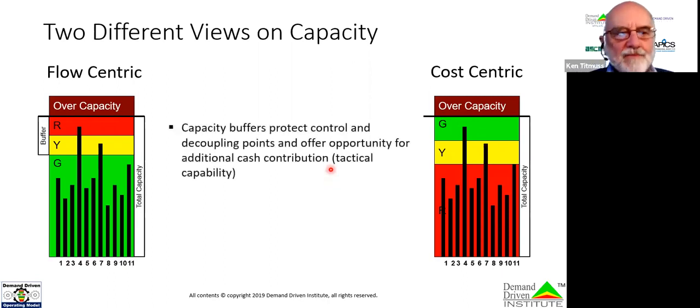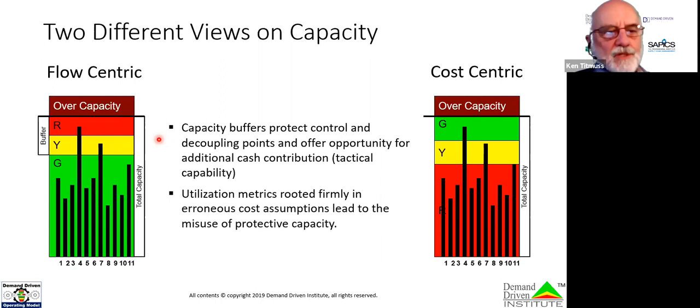So capacity buffers protect, control, and decoupling points and offer opportunity for additional cash contributions, which is a tactical capability. So we can see down here, we have a tactical capability of producing more, but I don't want to produce so much more that I'm going to get into a situation where I could run out of capacity.